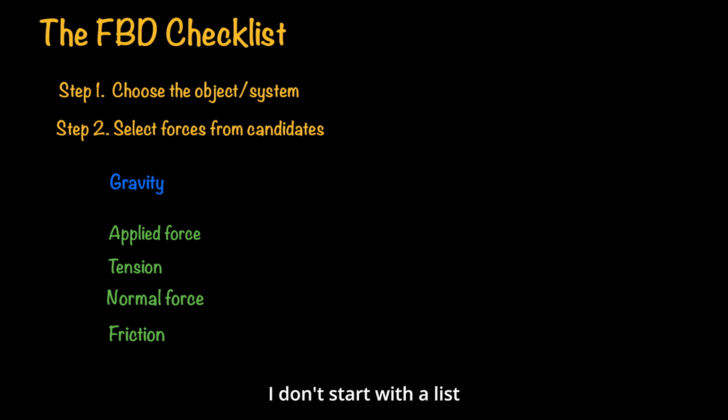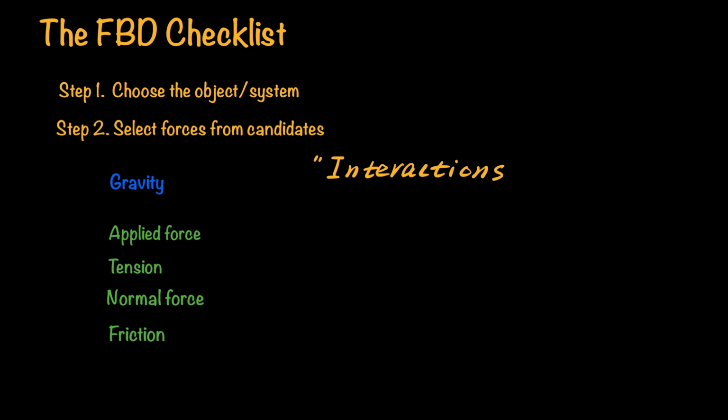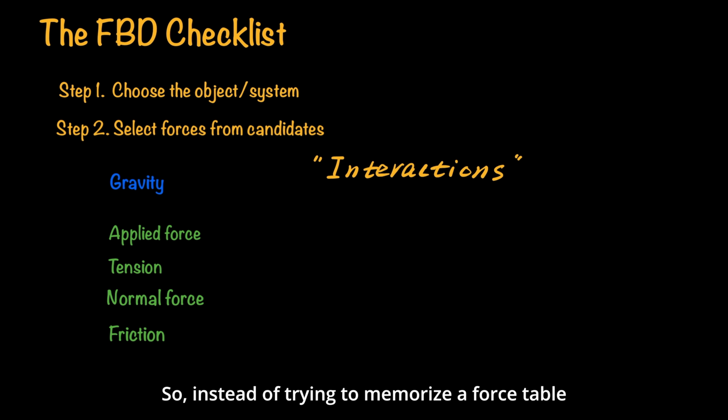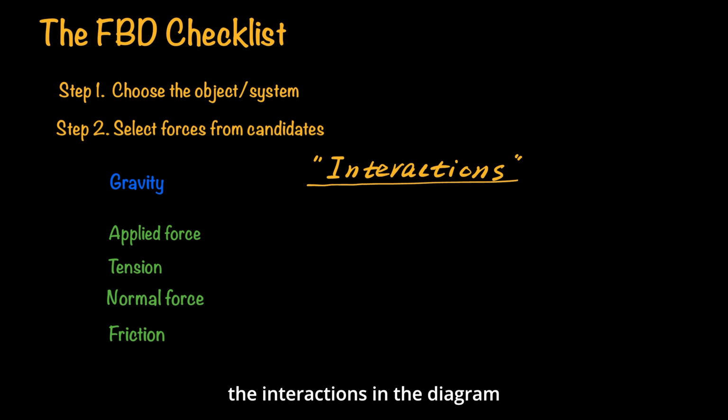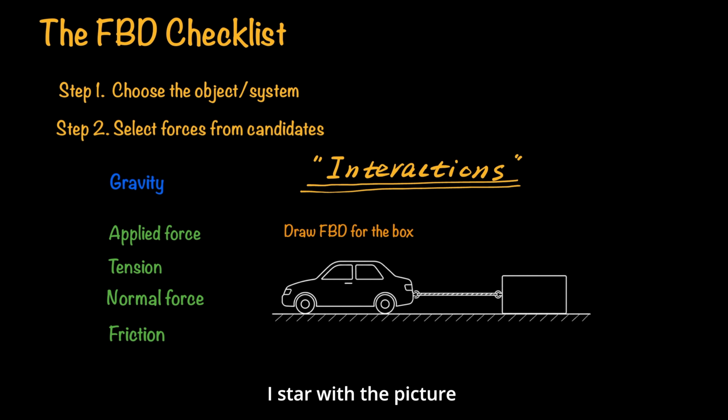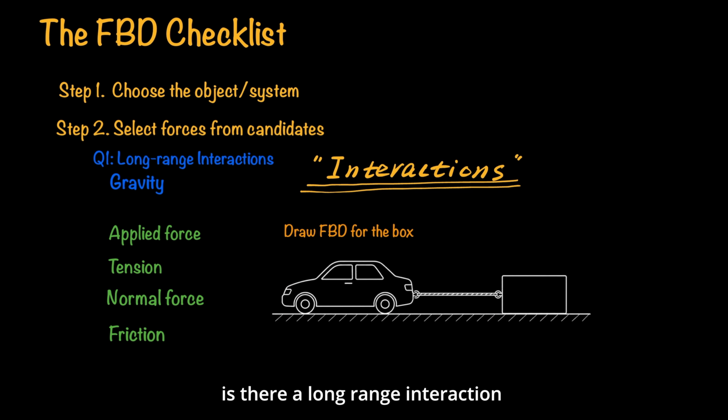I don't start with a list, I start with the picture. Forces are not just arrows you remember, they are interactions you identify. So, instead of trying to memorize a force table, I want you to identify the interactions in the diagram. I start with the picture and I ask myself 2 questions. The first question is: is there a long-range interaction without touching the object?